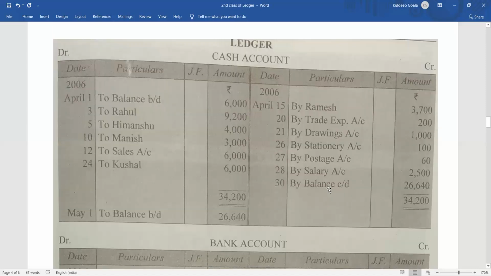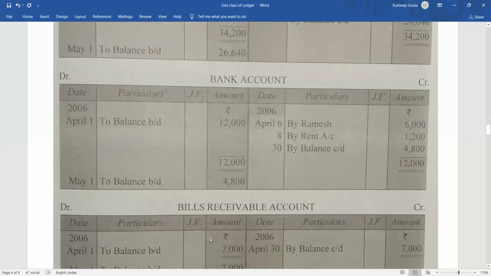Clear? I'll explain one more. The first step was to take the total of both the sides. In the bank account, the opening balance was 12,000, and on this side we saw 6,000 and 1,200. So the total of the debit side is more, 12,000, because on the credit side it is only 7,200. So take the debit side total on both the sides, 12,000 and 12,000. Then subtract this side, whose total is 6,000 and 1,200, so 7,200. After subtracting, the balance is 4,800.